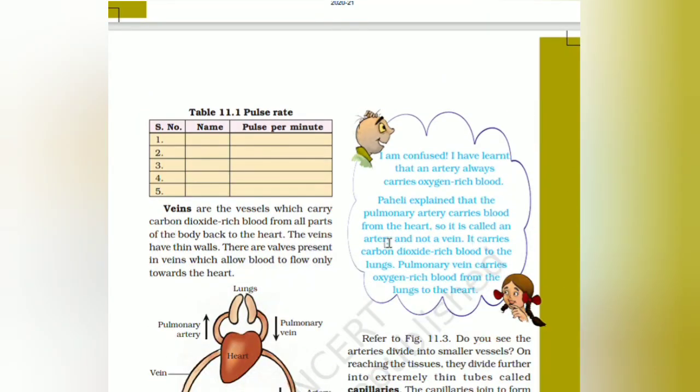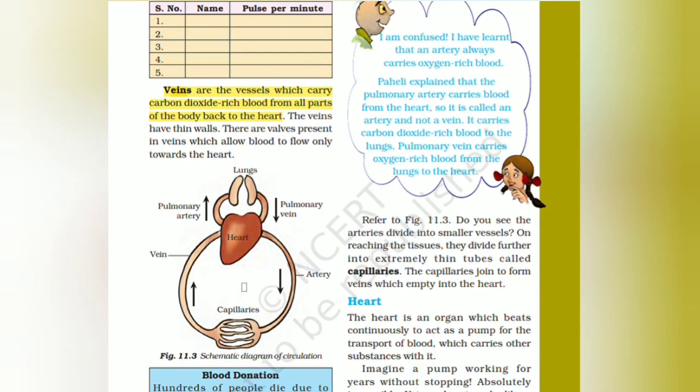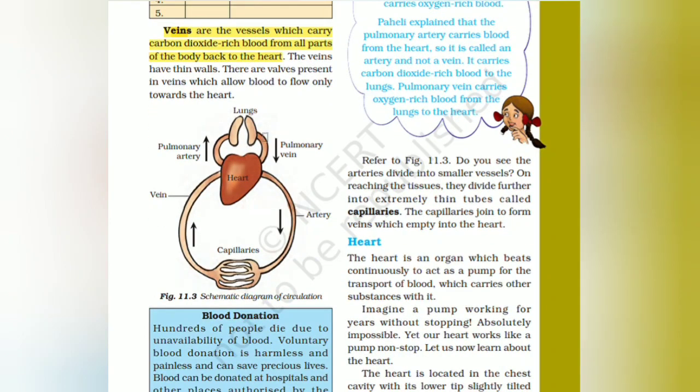Veins are the vessels which carry carbon dioxide-rich blood from all parts of the body to the heart. The veins have thin walls, while arteries have thick walls, which allow blood to flow only towards the heart. Next, here we can see the lungs, pulmonary artery, pulmonary vein, heart, vein and artery.